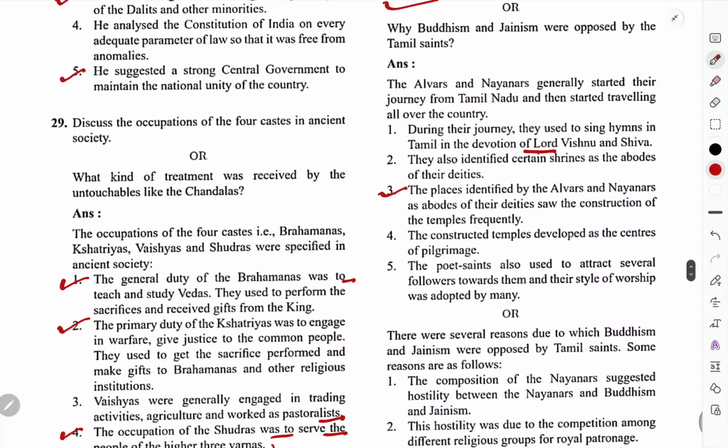The construction of the temples was developed at the centers of pilgrimage. The poet saints also attracted several followers towards the styles of worship adopted by men.